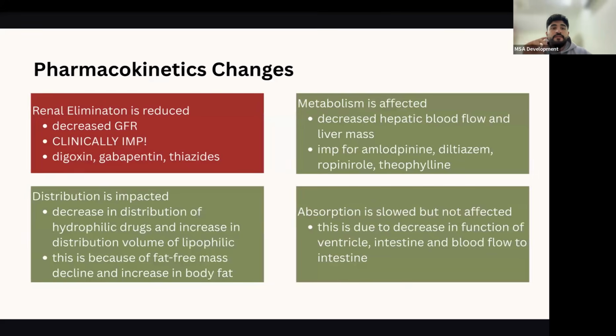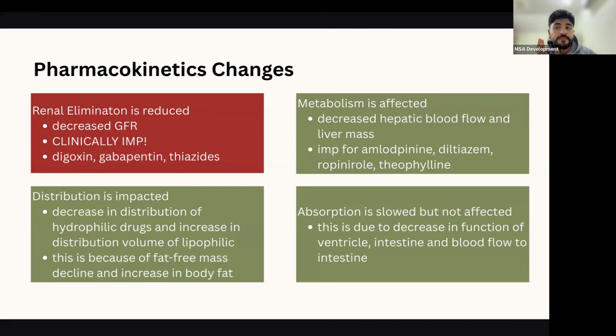Now, pharmacokinetic changes. Now, there are four aspects, four dynamics you guys want to think about. The first one, and the most important one, is renal elimination. It's going to be reduced, which will present to you guys clinically as decreased GFR.